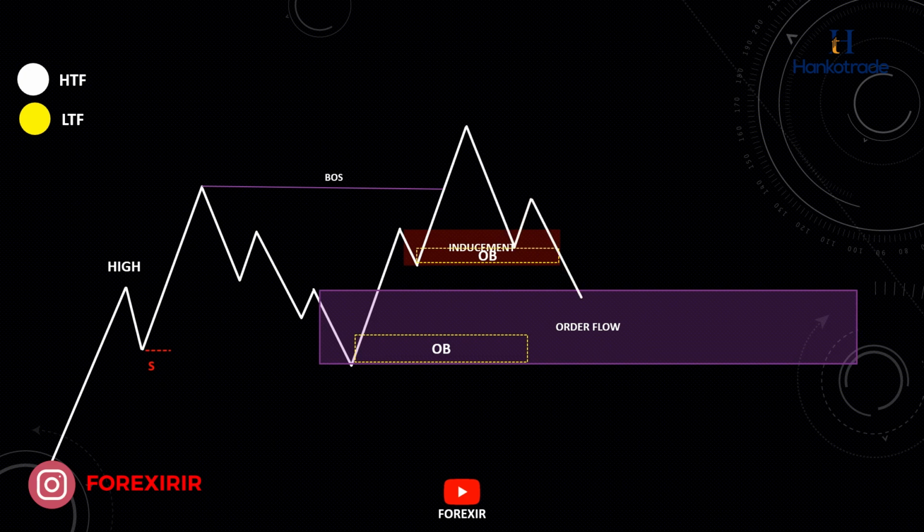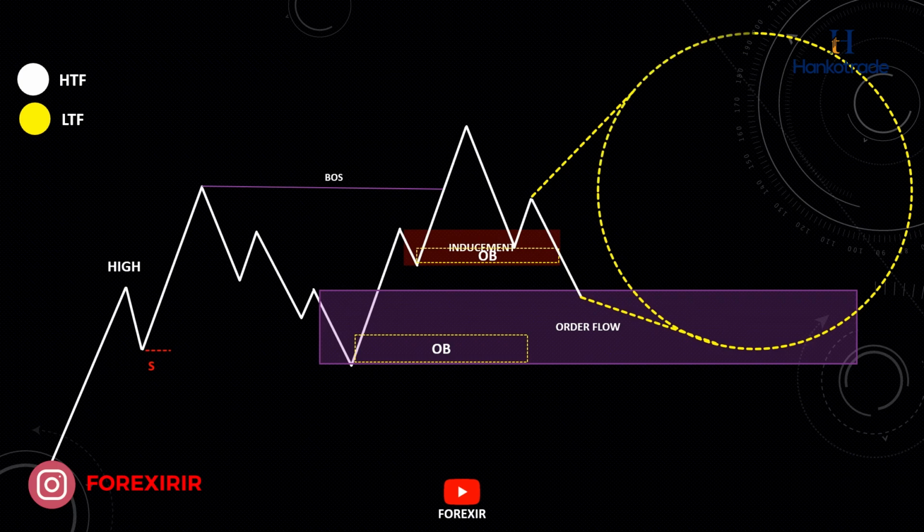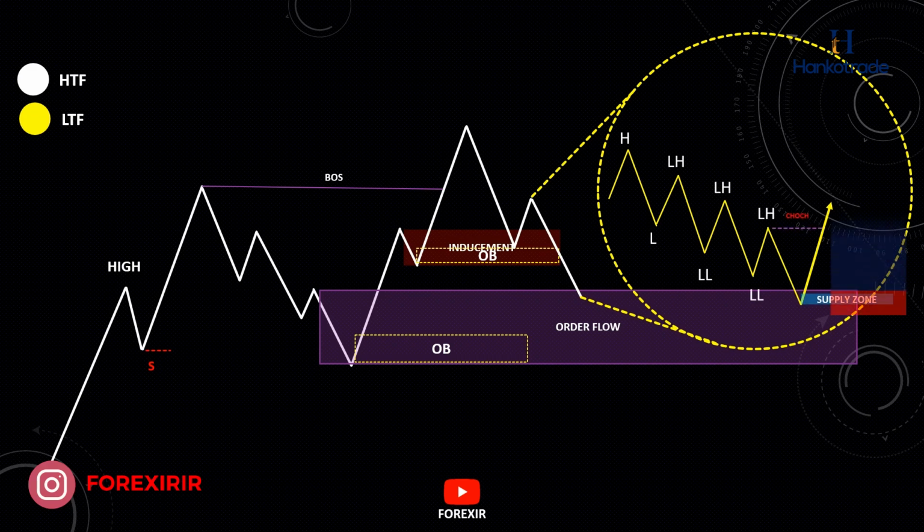Our approach is to wait for the price to reach the extreme order flow on the higher time frame. Once it reaches that area, we can zoom into a lower time frame and look for a major change of character in the price action. After identifying a valid change of character, the next step is to highlight the order block generated by the CHoCH wave on the lower time frame.